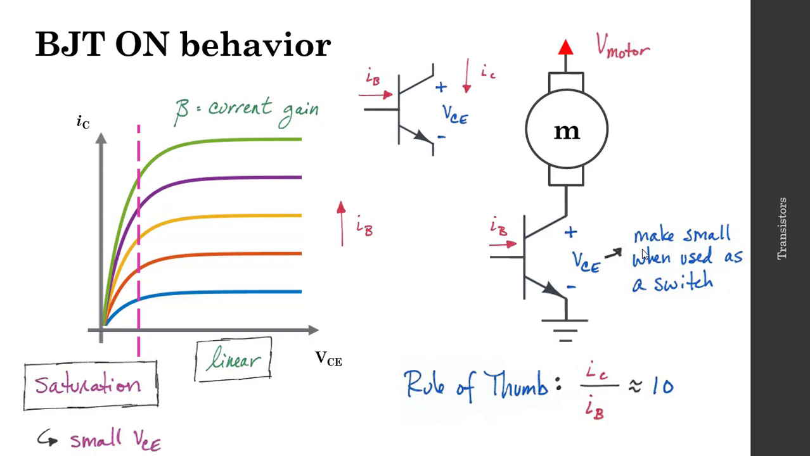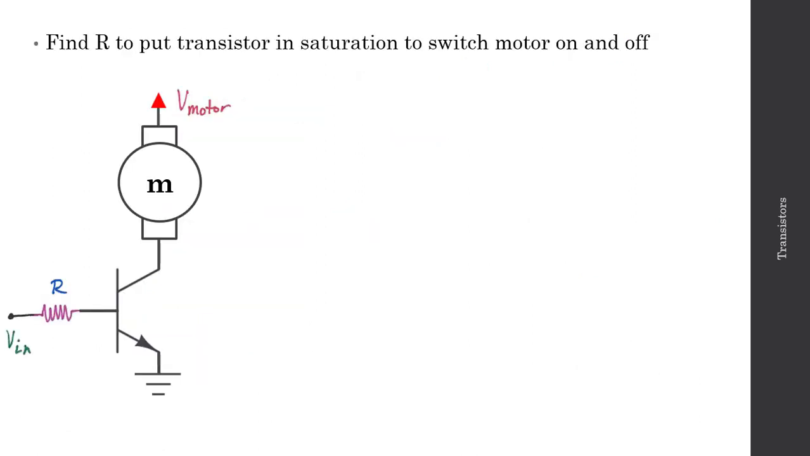By implementing this rule of thumb, we'll end up with a VCE on the order of about 0.2 volts. So if I set up my circuit then to get this current gain of about 10, I'll find that my voltage drop across the transistor is 0.2 volts, which is fairly small for a BJT transistor. Let's run through a quick example then where we use a BJT transistor to drive a motor.